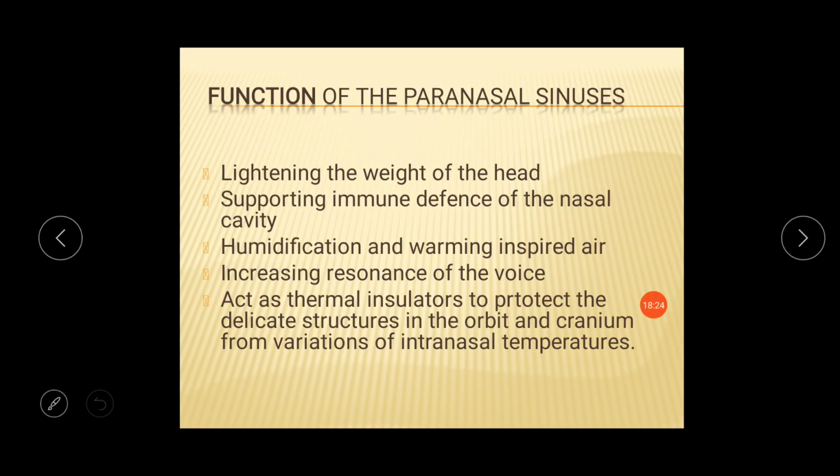Function of the paranasal sinuses. Paranasal sinuses usually lighten the weight of the head. They provide air into the nasal cavity. They support the immune defense of the nasal cavity by the ciliary mechanism. They help in humidification and warming of the inspired air.